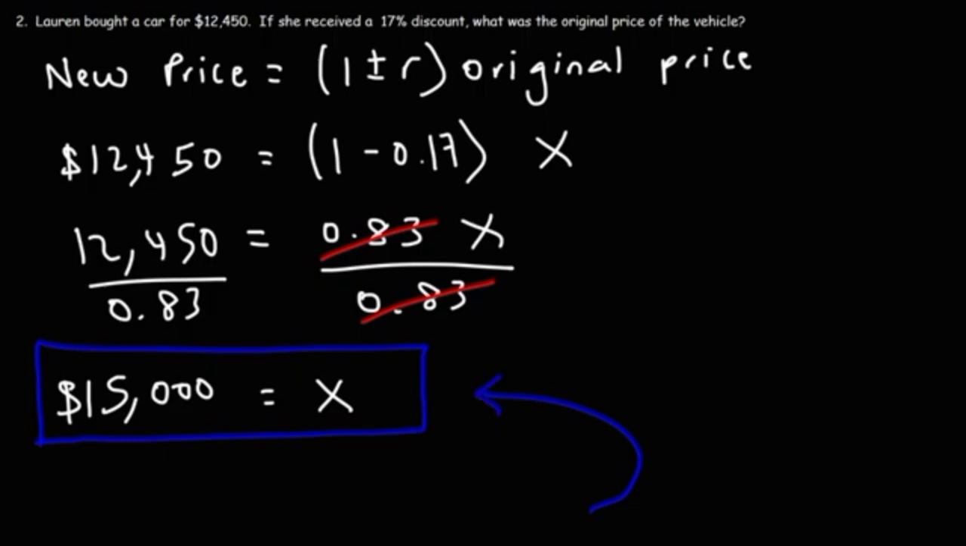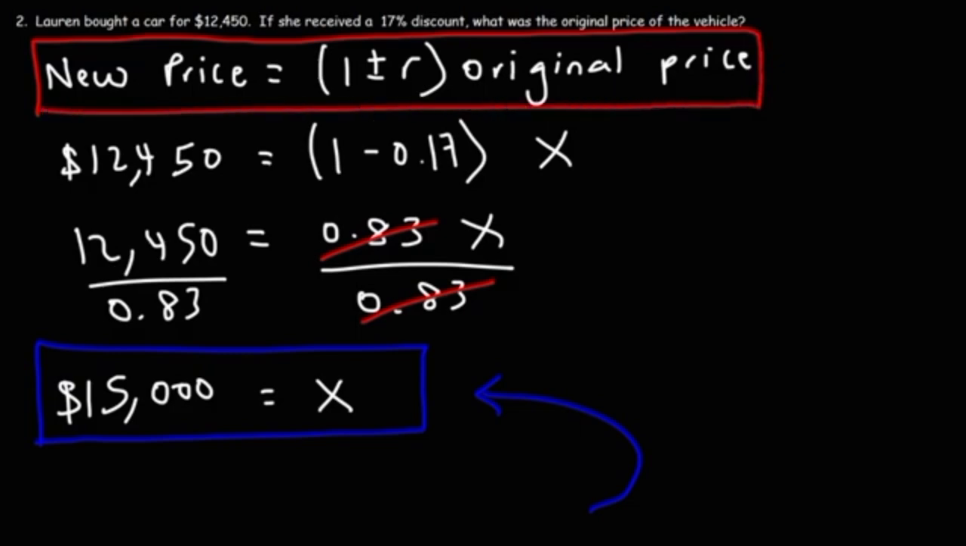So now you know how to calculate it using this formula. So keep this in mind. The new price is equal to 1 plus or minus R times the original price.